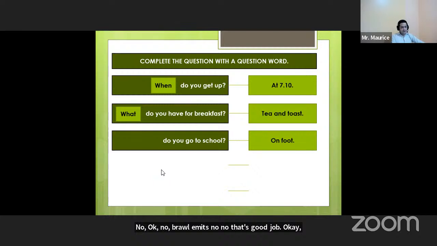So the correct one for this is how. ¿Cómo? How. How do you go to school? ¿Cómo vas, en este caso, al colegio, a la escuela? Pues a pie, on foot.